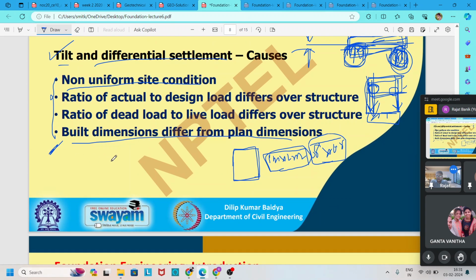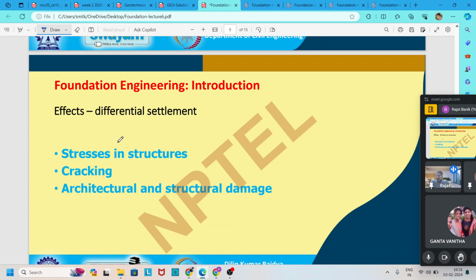We need to address this. Then what are the effects when differential settlement may occur? What effects may follow? If differential settlement occurs, the stress in the structure is increased. One side is increased, another side remains the same. That means if there is a differential settlement like this, the stress here is very high, the stress here is very low, like this. Then there may be a possibility of cracking.